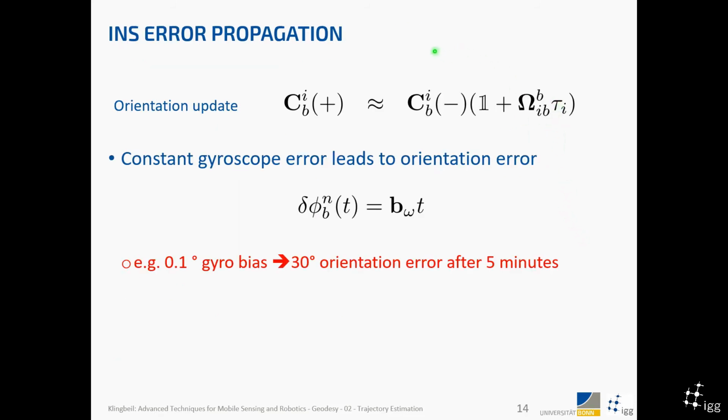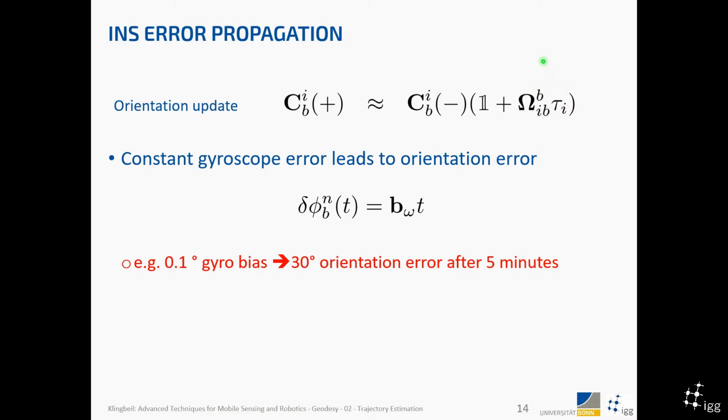The other important question is, if we integrate angular rate and accelerometer sensors, how does the error behave? What is the actual error of this procedure? This is a very important point. If you, for example, look at the orientation update which we have here, you see that there is this angular rate component here, and this is the delta t.